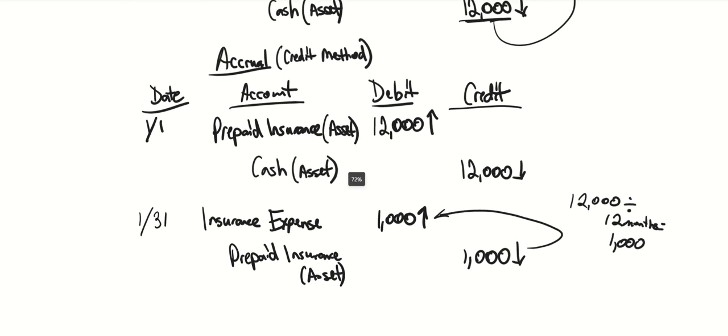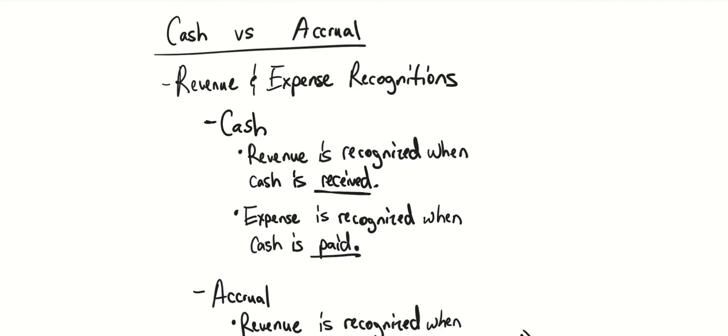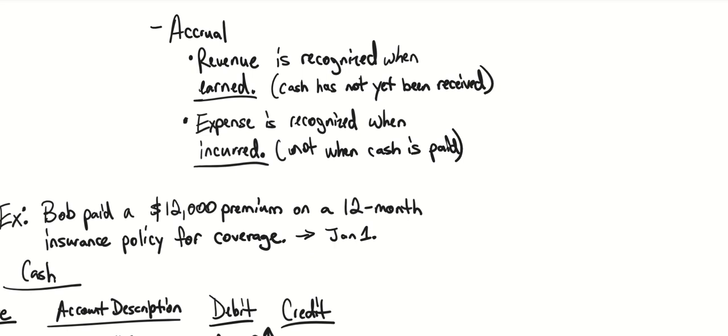Okay, so just a little recap. Going back up here at the top, the cash and accrual methods are methods to use to determine when to recognize revenue and expense in the company's books. For cash, revenue is recognized when cash is received. Expense is recognized when cash is paid. Pretty simple when it comes to cash. The accrual method recognizes revenue when earned, not necessarily when the cash has been received. And expenses are recognized when incurred, not necessarily when the cash has been paid.